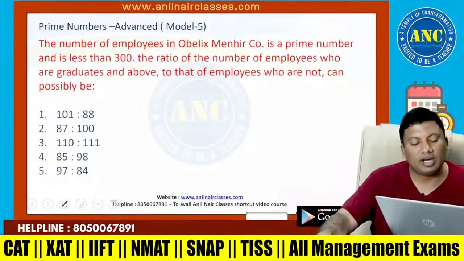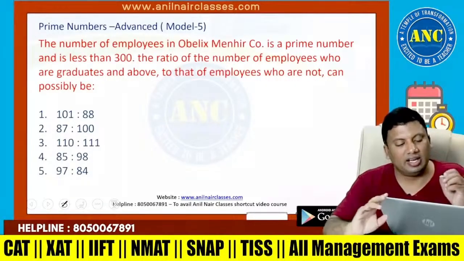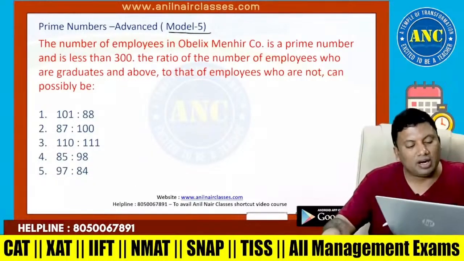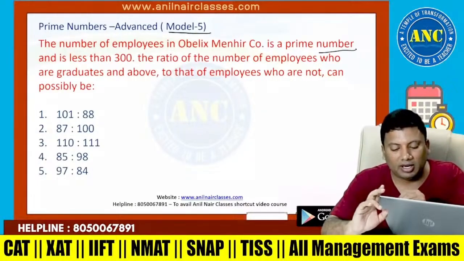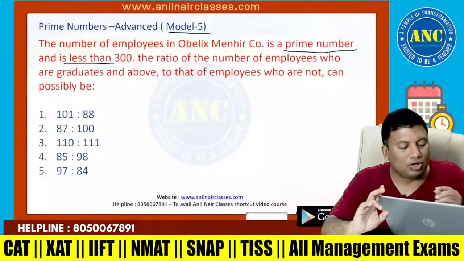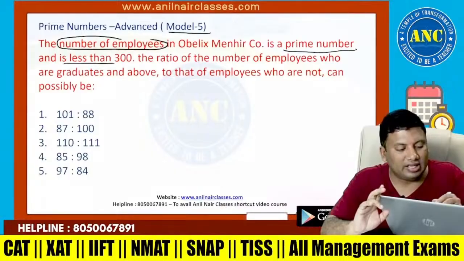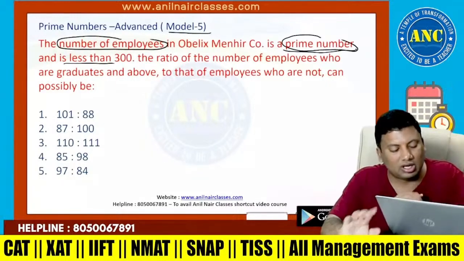See here, the number of employees. This is again a CAT level question. Number of employees in Obelix Mehnir company is a prime number less than 100. Total number of employees, it is a prime number. This is the root cause of a problem.